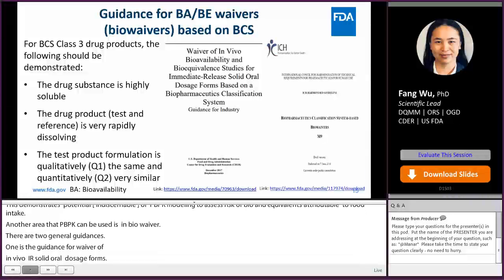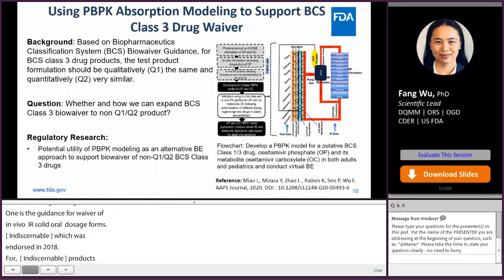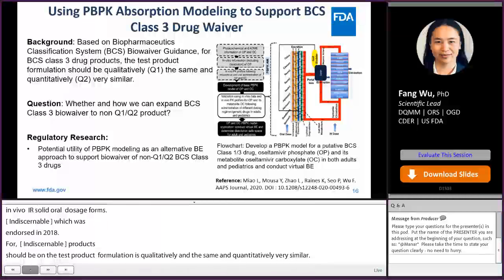Both guidelines describe that for BCS Class 3 drug products, biowaiver should be supported by high solubility of the drug substance, rapid dissolution of the drug product, and the test product formulation being qualitatively the same and quantitatively very similar. Here is the question: whether and how can we expand BCS Class 3 biowaiver to non-Q1, Q2 products?